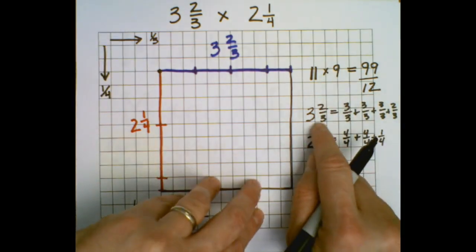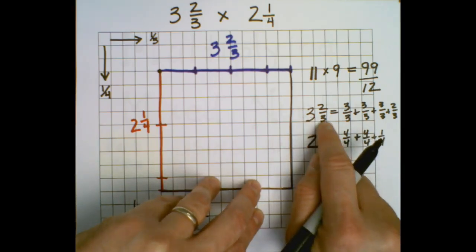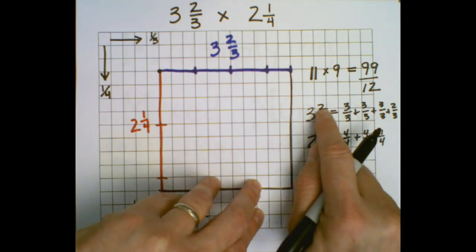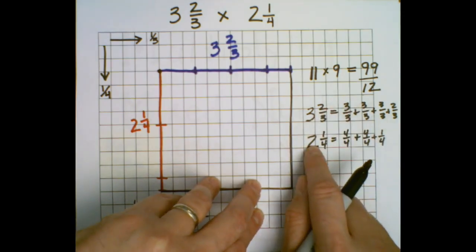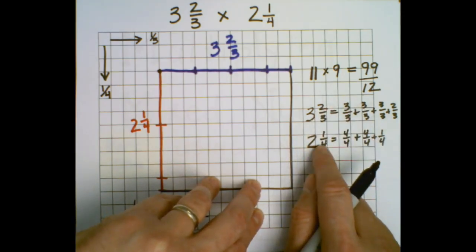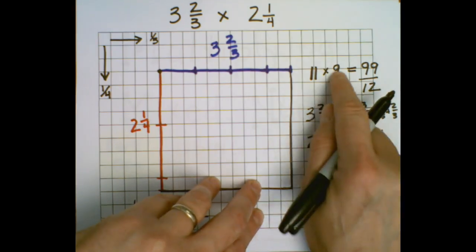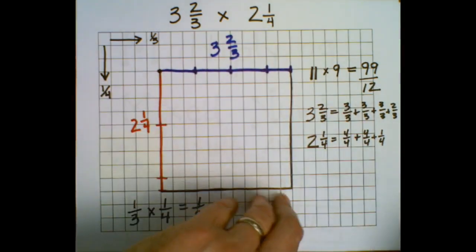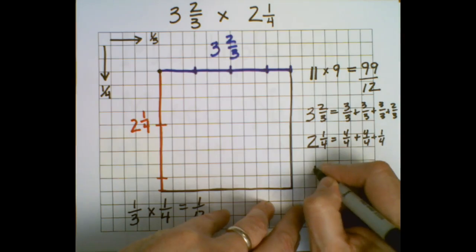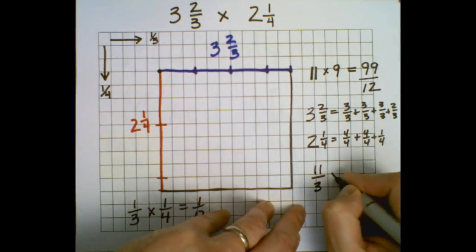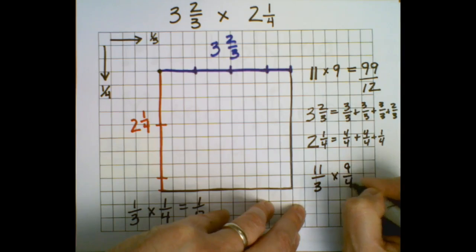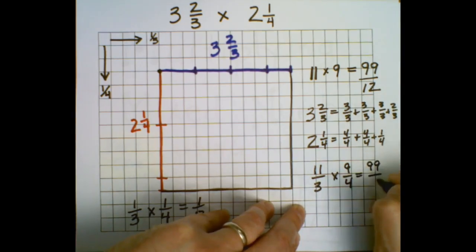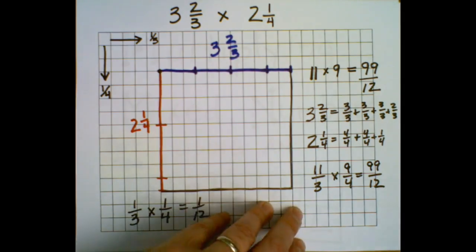So 3 times 3 gives me my whole number. 3/3 3 times, plus 2 is 11. For the second, 4 times 2 is 8, plus 1 is 9, so there's my 9, and my denominator I get because I'm looking at 11/3 times 9/4, and I get 99/12. And I can quickly change that from an improper fraction into a mixed number.